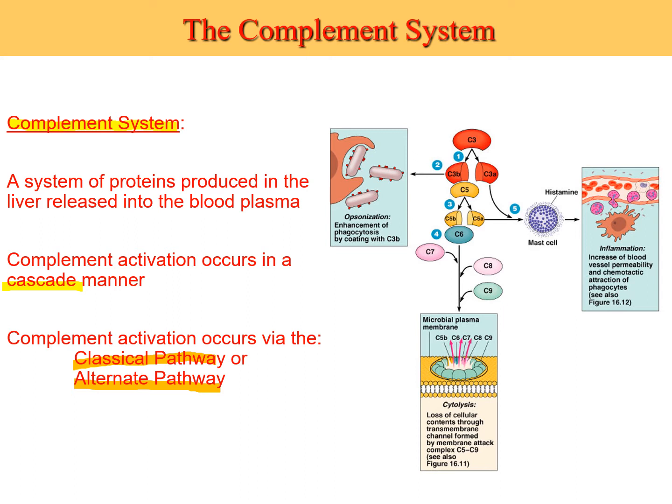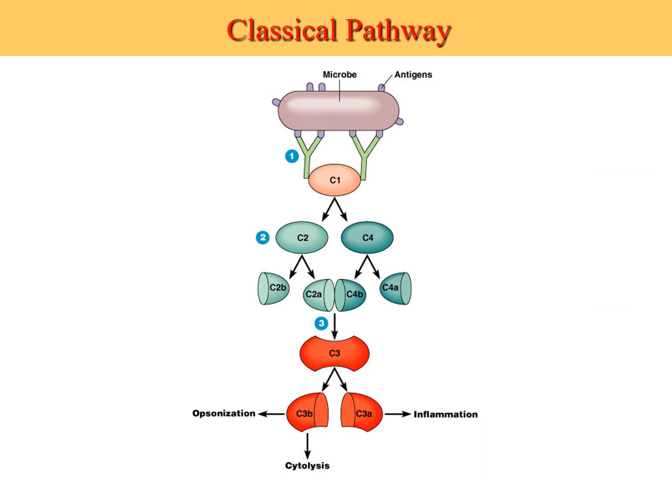I'm going to go through each of these, and you'll see how that works out. In the classical pathway of activation, a microorganism like a bacteria is present in the bloodstream. The bacteria have foreign structure molecules on their surface. These are recognized as non-self antigens.